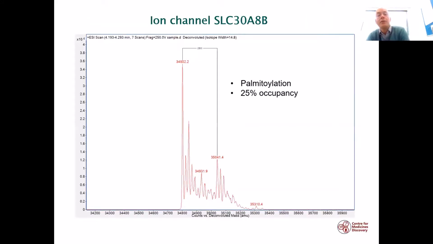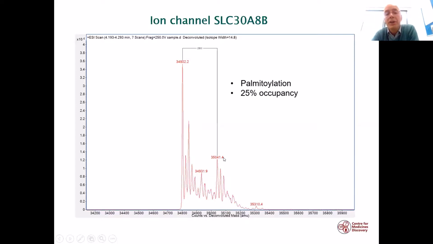Here's an example of a post-translational modification. This is for an ion channel. This is SLC30A8. So this figure here corresponds to the expected mass, and we have a mass transition here of 239. This is actually 238, and this modification here is palmitoylation. It's extremely common.